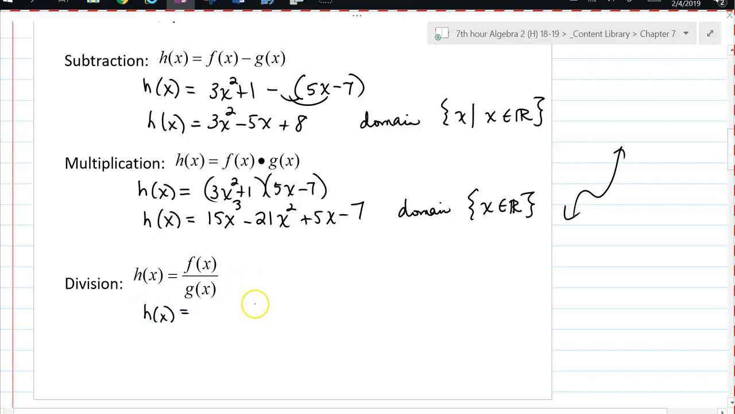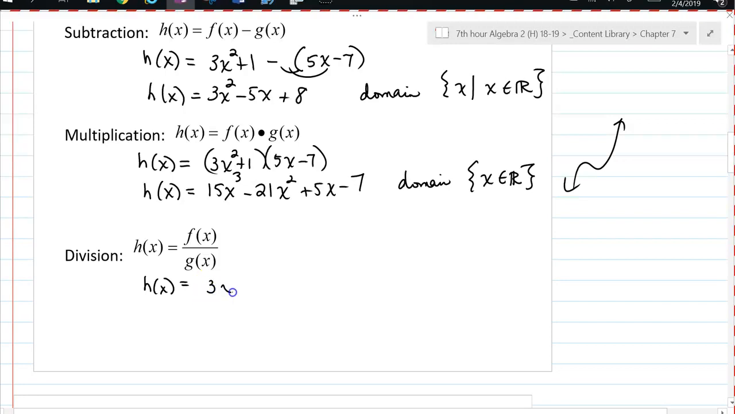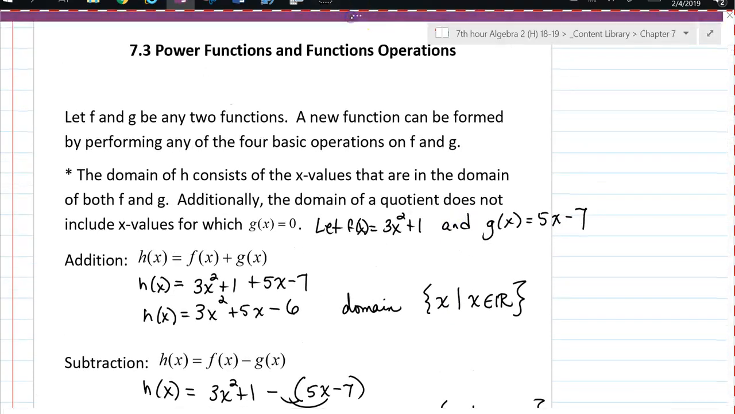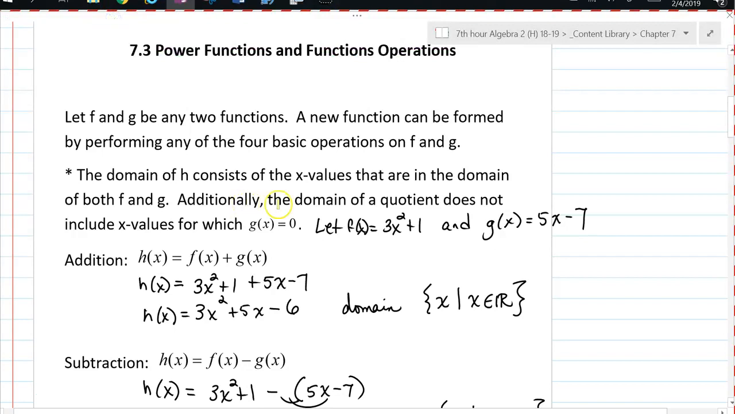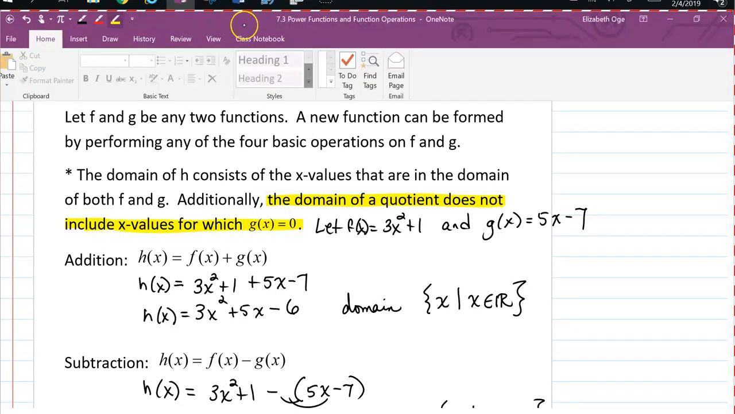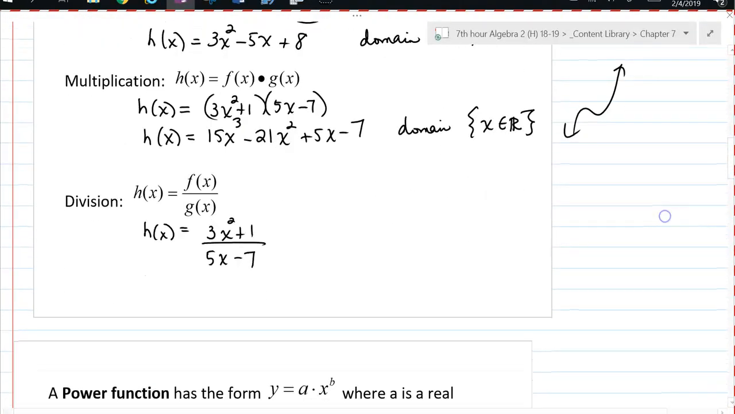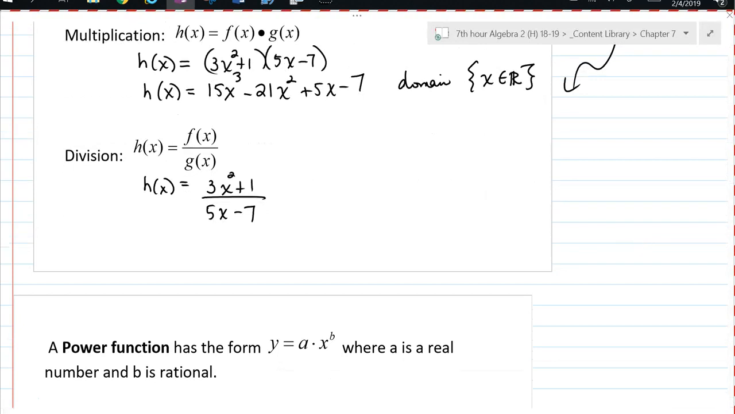Okay, so now we're going to divide the two functions. So we're going to put 3x squared plus 1 over 5x minus 7. With dividing polynomials, we're not going to try and simplify. We're not going to try and divide. We're just going to go ahead and leave it as a fraction. And we need to go back up to the first paragraph of the notes that states that the domain of a quotient does not include x values for which g of x is equal to 0. What that is saying is that when we divide, we're going to end up having a fraction, and so we have to be worried about the denominator because we don't want the denominator to be 0.